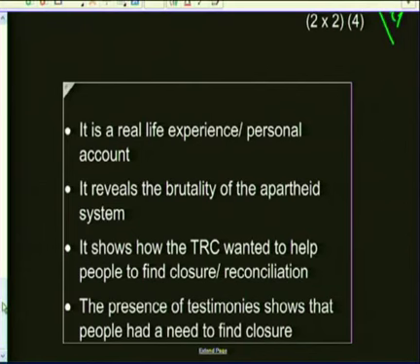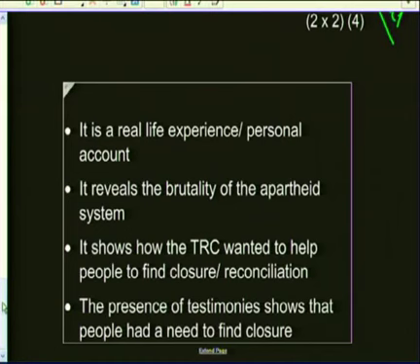Kalata, and obviously she was affected. She was the victim, and she was there when her husband was taken away. You can see that from the testimony she gave. And then the possible answer there is that it is a real life experience. It's a personal account. So that will help historians get first-hand information from somebody who was there at the time. It's a primary source. It reveals the brutality of the apartheid system, because Mrs. Kalata did say that her husband was killed, but all she wanted to know was how the police did it.